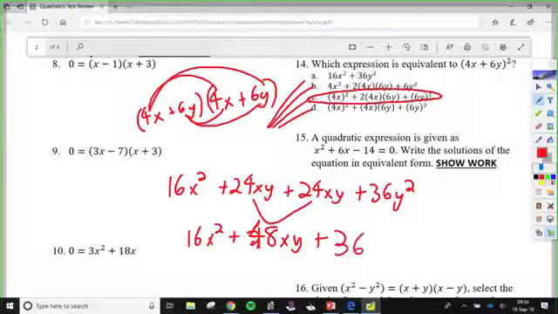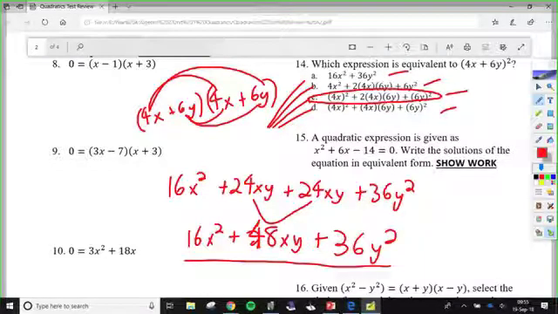Obviously, none of the answer choices look like this, but what you can do is just simplify these answer choices and figure out which one matches this. So you can immediately tell that it wouldn't be A because A doesn't have the 48xy part. You can tell it's not B because B has 4x squared and we should have 16x squared. So that at least can kind of narrow it down to C or D.